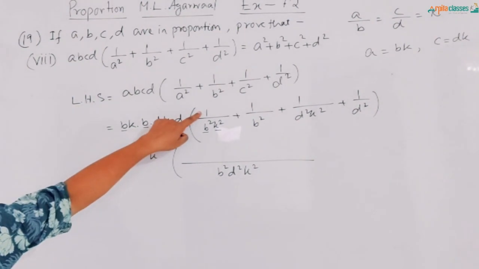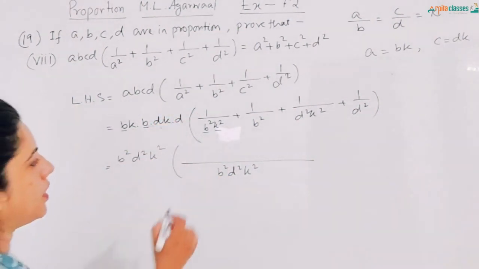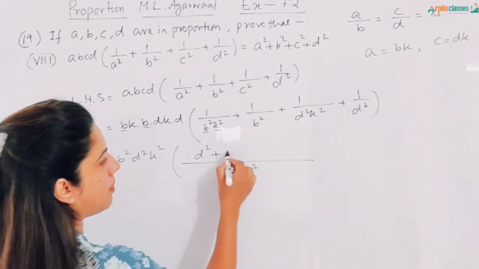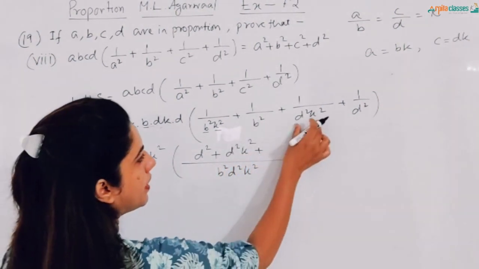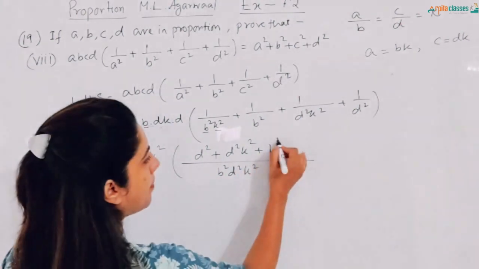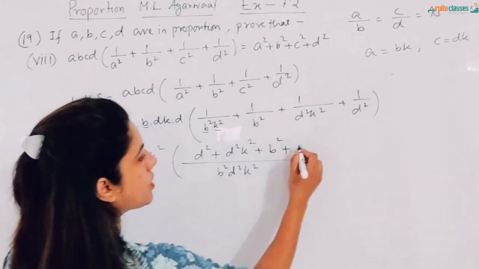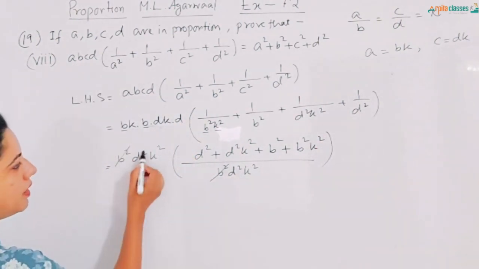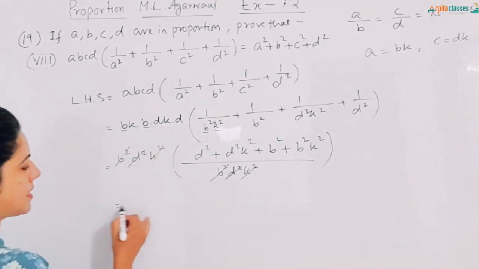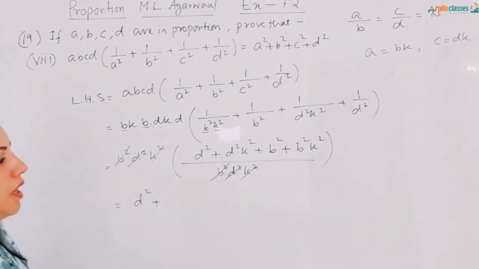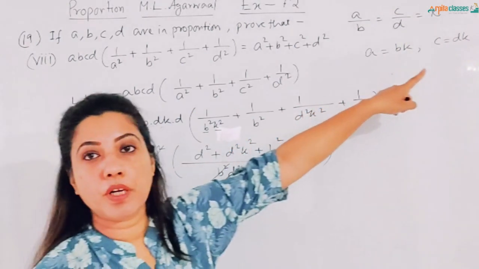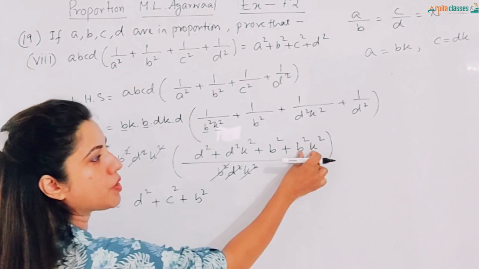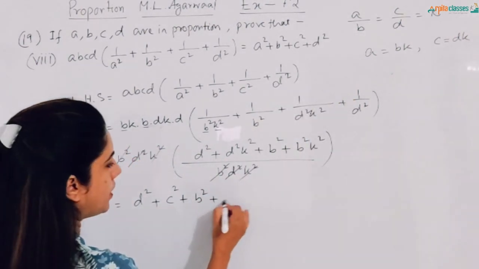Okay, so here in the numerator, b square, k square is there, so in the numerator it will be d square plus. Here b square is there, so d square plus k square will come. Here d square, k square gets cancelled, b square will come. And here d square gets cancelled, so b square, k square will come. Okay. Now here you can see b square and b square, d square and d square, k square and k square gets cancelled. So I got d square plus. Now in place of d square k square, I am going to put c square. Okay. So here c square plus b square. In place of b square k square, I am going to put a square. So it is a square.